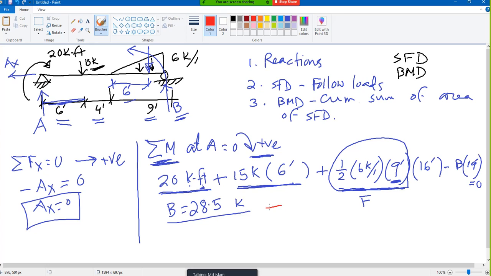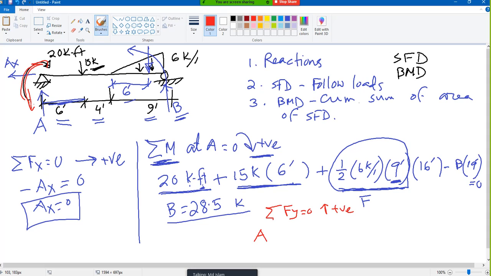So how to find A? We will apply summation of forces in Y equals 0. Say upward is positive. A we assumed upward. Now you can assume downward, no problem. In that case, it will be negative. And also there is a chance that A might be negative. Why is there a chance? You can see the moment here. It is that way, so A may need to go this way. It is possible. So if you get negative, do not get surprised.